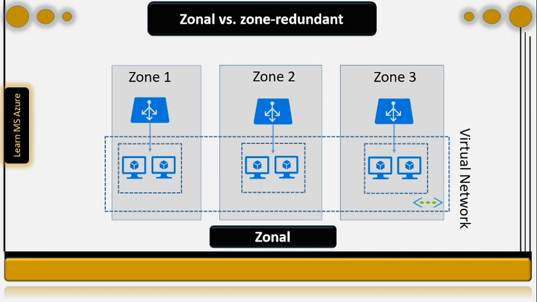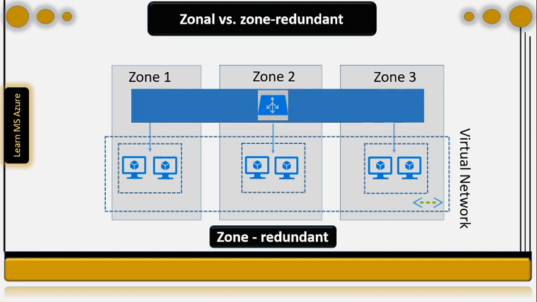So this is basically a zonal service. But in case of the second example, you have the load balancer, which is actually a zone redundant service. So the load balancer is the example of the service that can fall into both the categories. So depending on your need, you can use that.